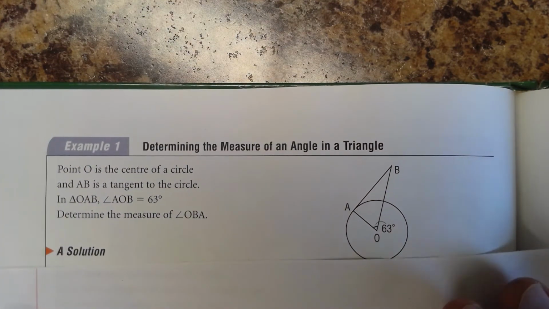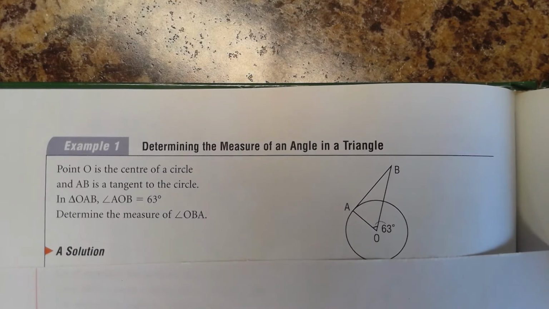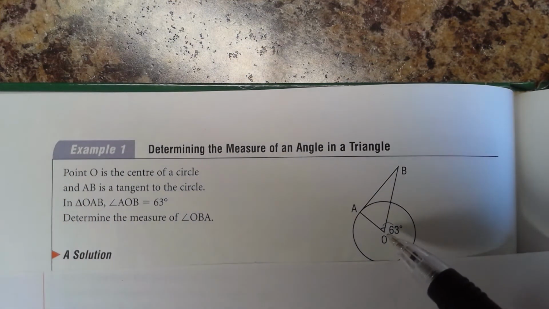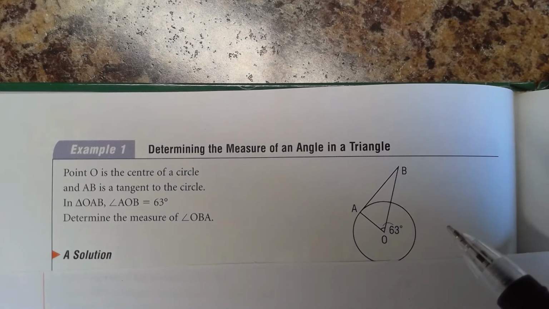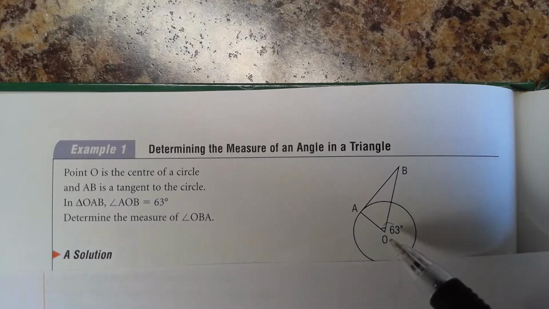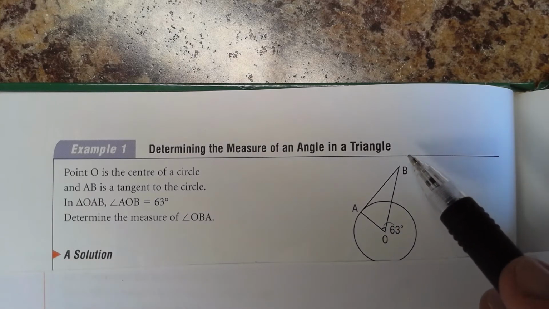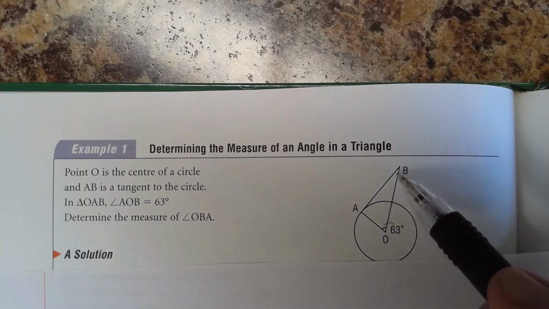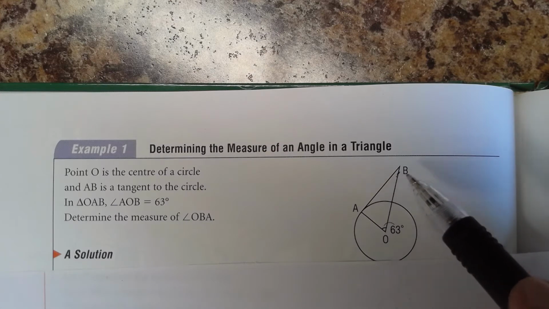Do it like this. Here's my sheet. Point O is the center of the circle, and AB is a tangent to the circle. So in triangle OAB, angle AOB equals 63 degrees. So the center of this circle is 63 degrees. Okay? Determine the measure of angle OBA. We're trying to find the measure of this angle up here.